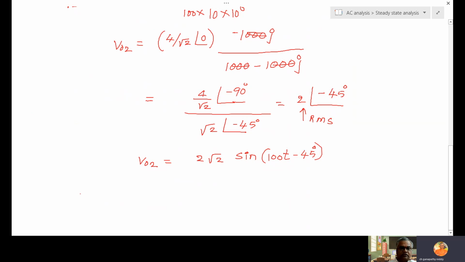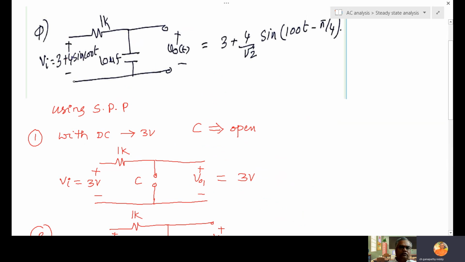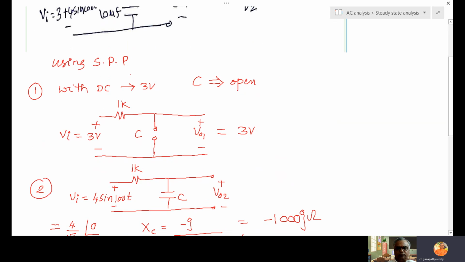So therefore, the final answer: V0 of t equal to V01 plus V02, that is 3 plus 2 root 2 sine 100t minus 45 degrees. This is the answer. So this is a very important model. Input comes under different frequency category. Compulsorily we have to solve using the superposition principle.